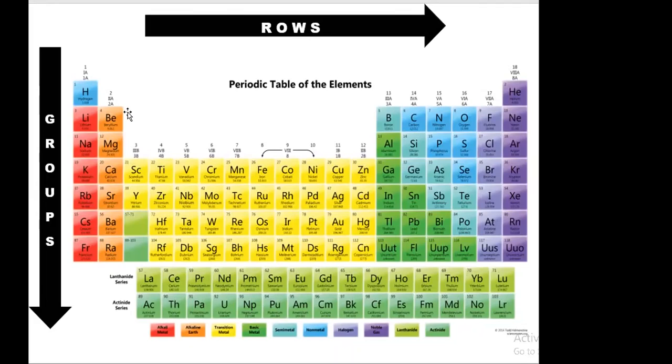So if we look at a simple metal, did you know that calcium is a metal? Calcium is found in our bones. Potassium is spelled with a P, but the symbol is K.